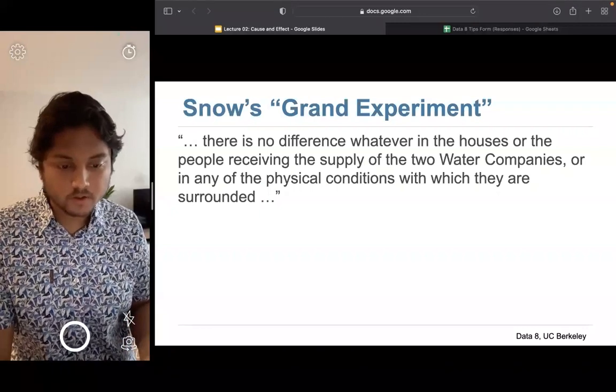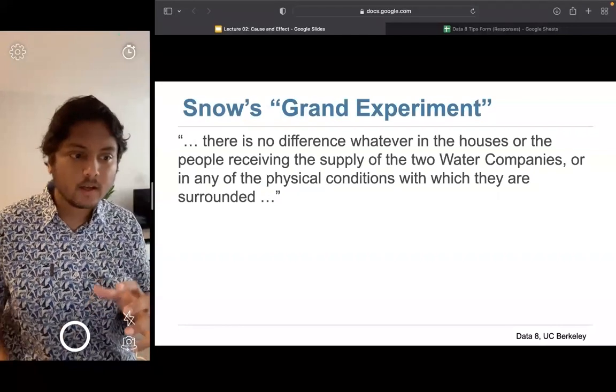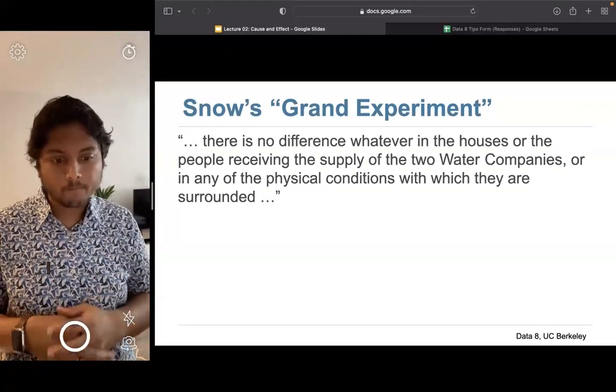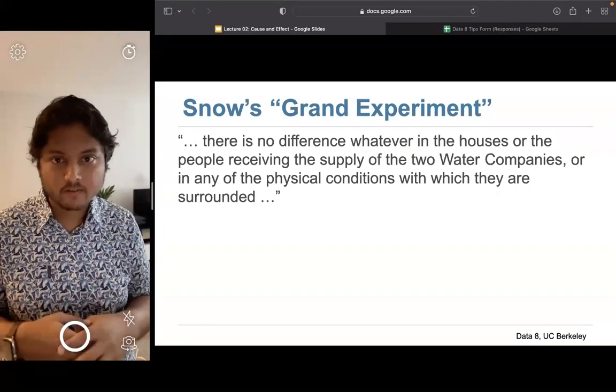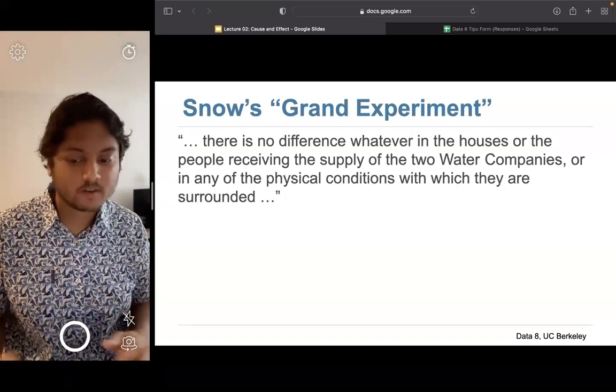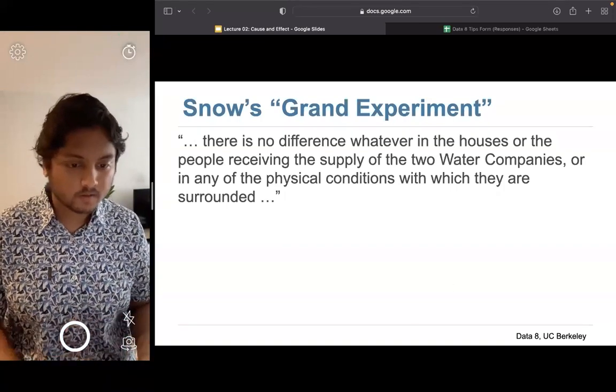In any of the physical conditions with which they're surrounded. So effectively, he's just saying what I just said, which is that between these two sets of people there's no main difference in terms of the conditions where they live, in terms of the bad smells that they experience, or anything like that. It's really just that they get different water. That's it. No other systematic differences there.